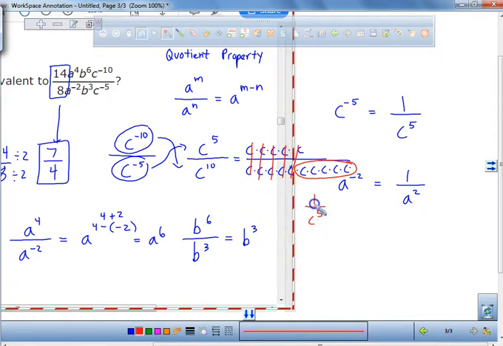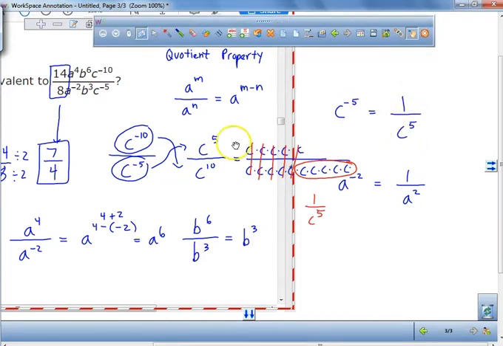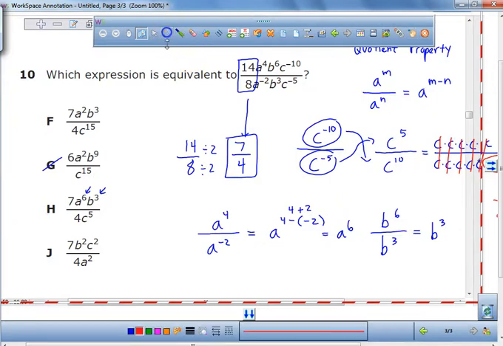It's in the denominator. So if you subtracted this, what would you get? You would get what? 5 minus 10. What is 5 minus 10? Negative 5. And it's actually what? 1 over c to the 5th. So where does the c go? It goes right down here in the denominator. That's why the answer is answer choice H.